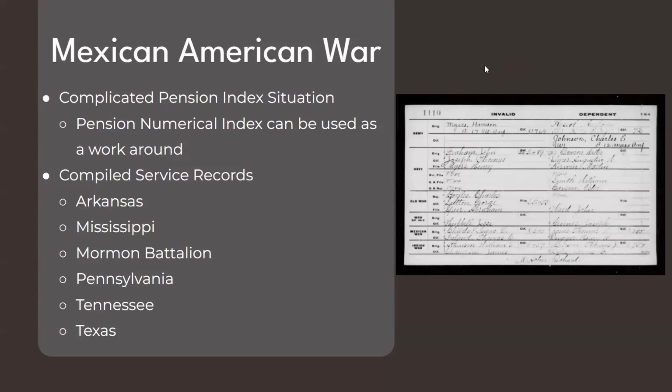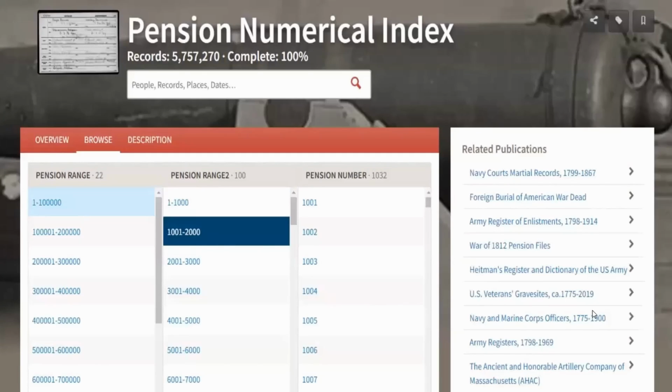So we're going to use this one as an example of how to do this workaround that I was talking about. This is one of those less intuitive things I mentioned about Fold3 earlier. Just wait. The pension numerical index. This is going to be a huge, huge collection. It is not organized by name. It is organized by number.